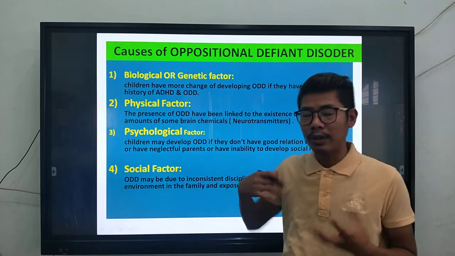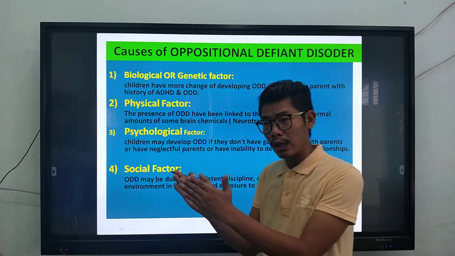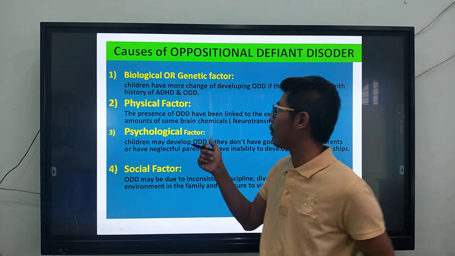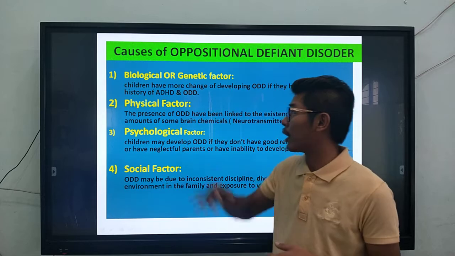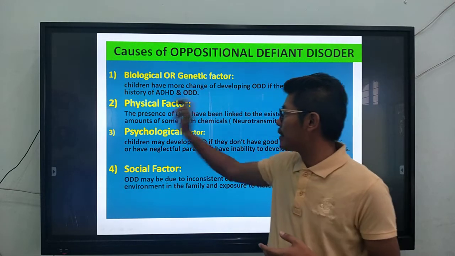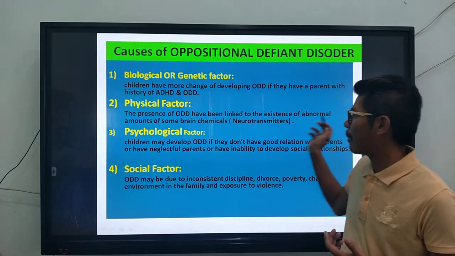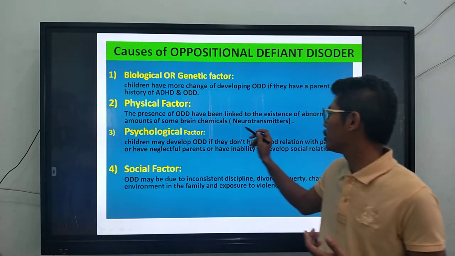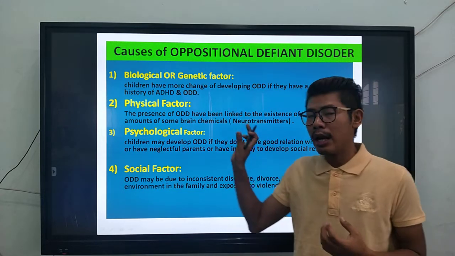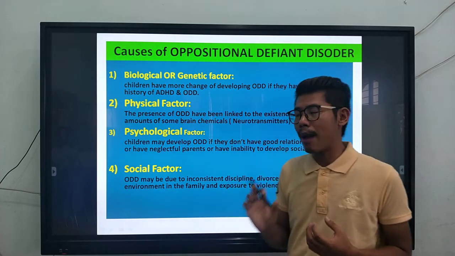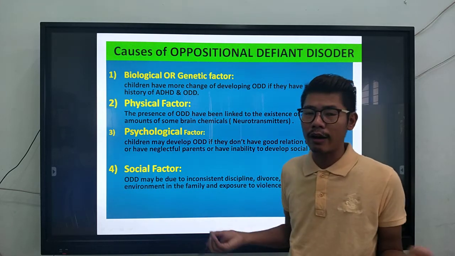That is, if they have a history of attention deficit hyperactivity disorder. So, if your parents have these two problems, then definitely you are likely to have these kinds of problems in your life. Now, physical factor: the presence of ODD has been linked to abnormal amounts of some brain chemicals, that is, neurotransmitters. If the amount of the neurotransmitter in the brain is in shortage, you may exhibit this kind of behavior.